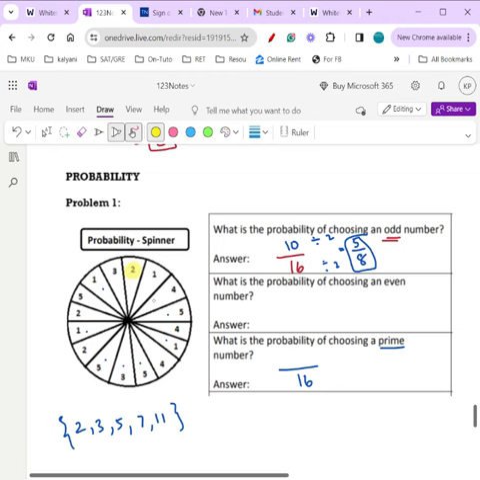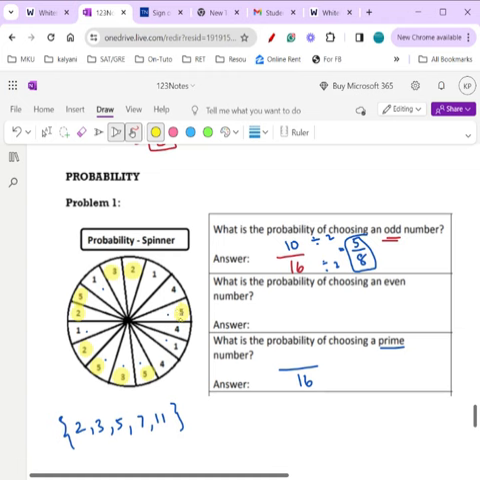So this is a prime. One is not a prime number. This is a prime. 5 is a prime. 3 is a prime. 5 is a prime. 2 is also prime. Remember that, 2 is the only even prime number. These are all primes. Let's count how many there are.